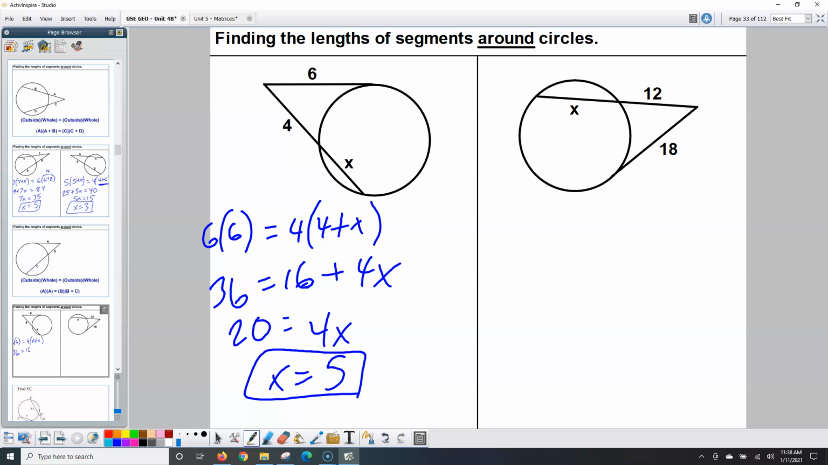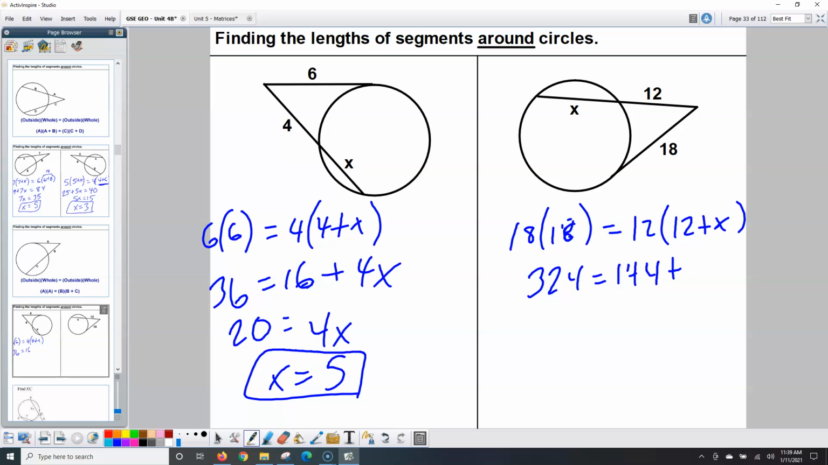Push pause, try that next one. I got outside is 18 times the whole thing is 18 equals outside is 12 times the whole thing is 12 plus x. 18 times 18 is 324, and that's 144 plus 12x. I'm going to subtract that 144 over and get 180. Now I'm going to divide by 12 on both sides to get x equals 15.